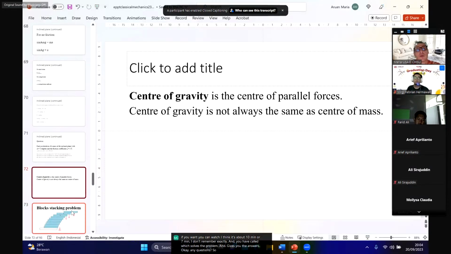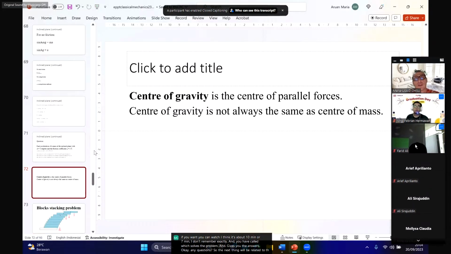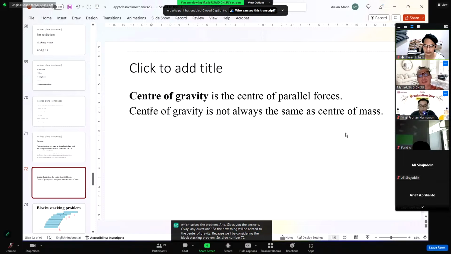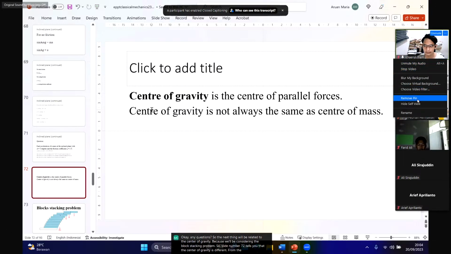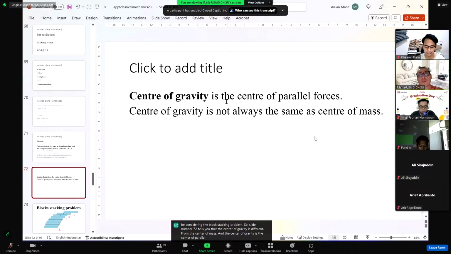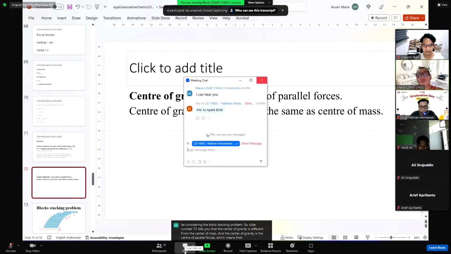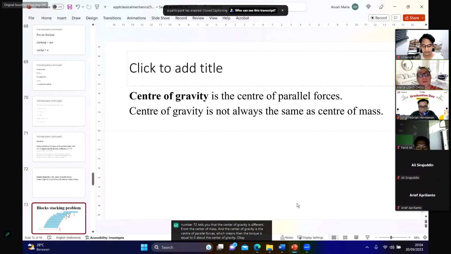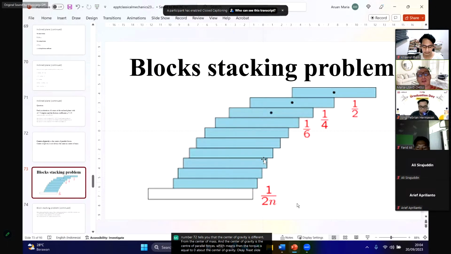So the next thing will be related to the center of gravity, because we'll be considering the block stacking problem. Slide number 72 tells you that the center of gravity is different from the center of mass, and the center of gravity is the center of parallel forces, which means that the torque is equal to 0 about the center of gravity. Next slide, 73. I ask you to solve the block stacking problem.